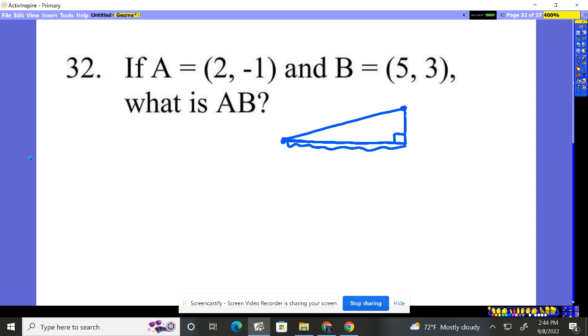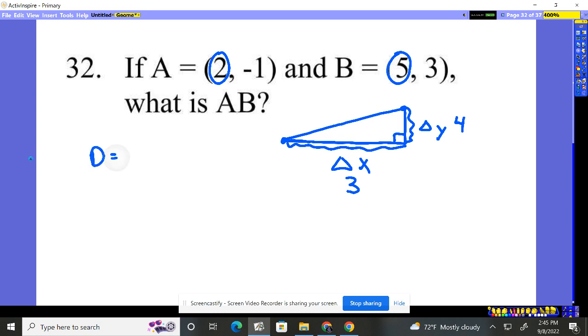This right here will simply be the difference of our x values. In other words, the difference between 2 and 5, which would be 3. Our vertical is simply the change in our y values, which is from -1 to 3. That's a difference of 4. So you basically have a right triangle with one leg 3, one leg 4. 3 squared plus 4 squared equals c squared.